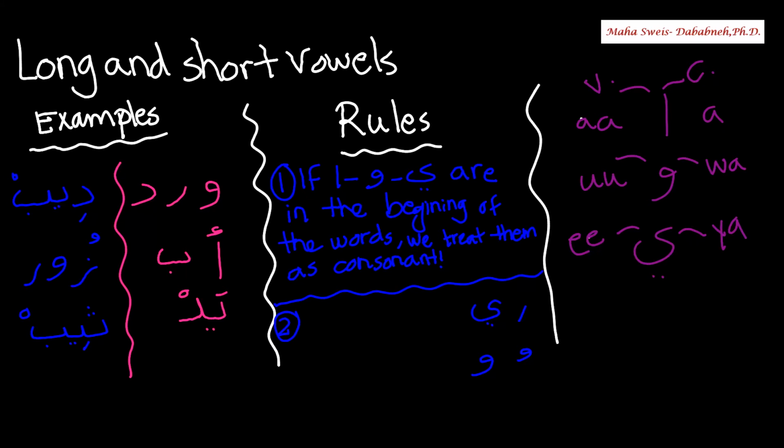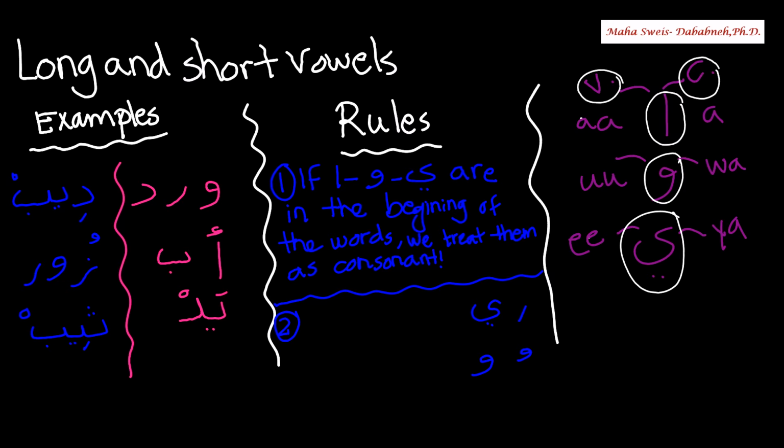I will continue working on long and short vowels. As I mentioned before, we have three long vowels, alif, waw, and ya. And you have to memorize how to read them, if they are consonants or if they are vowels. Otherwise, you cannot read. We have two simple rules. If you know them, then you can start reading. It takes time, but step by step, you will be able to read.